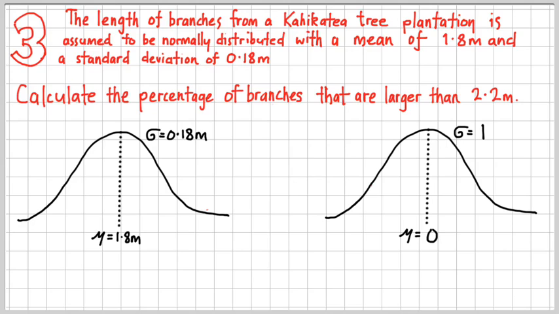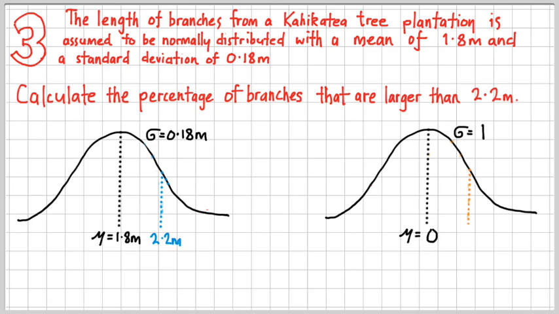I'll give you a moment, try and think about what that's going to look like. Now remember, we need to visualize. Visualization is the key here. So on the left I have the normal distribution with our mean of 1.8 meters as the central point and the standard deviation of 0.18. Remember, to find our probabilities using the table, I need to work with the standard normal distribution table. So the standard normal distribution is the diagram on the right with a mean of 0 and a standard deviation of 1.